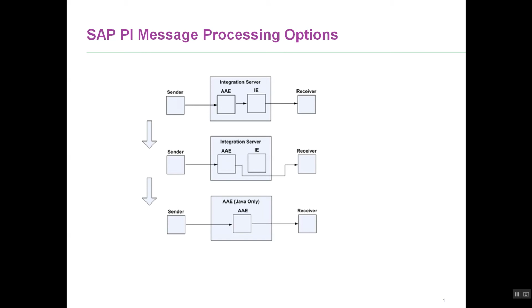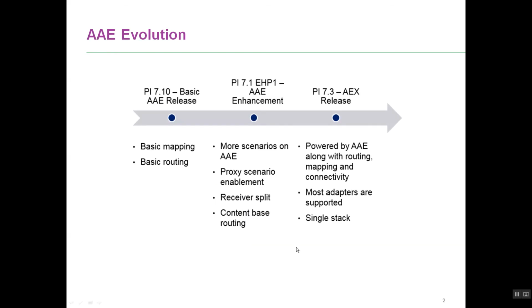So integrated configuration is supported both on ABAP stack and Java stack, whereas the classical configuration, the sender agreement, receiver determination, interface determination, and receiver agreement, is only supported on a dual stack installation of PI. Do not worry, we shall look at it.